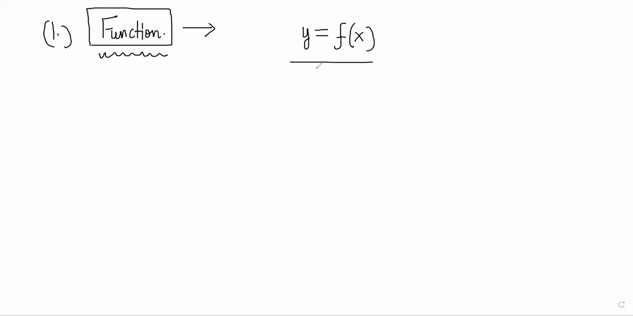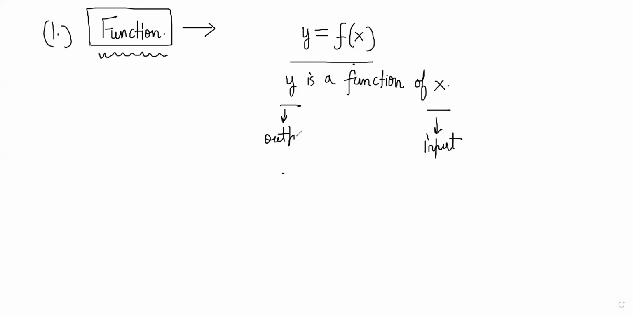How do you read this? y equals f of x. y is a function of x, right? y is equal to f of x. So what is the meaning of y here and x here? Given a value of x, it will produce a unique value of y. So this is known as the input, right? And this is the output, right? Output of the function, correct?